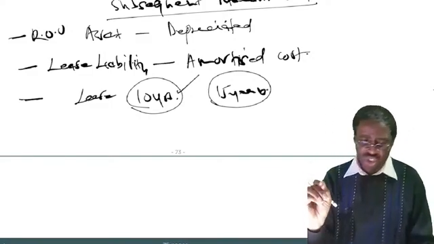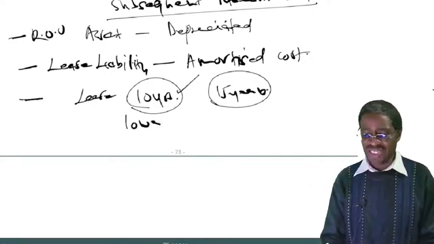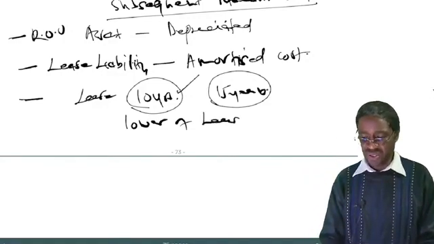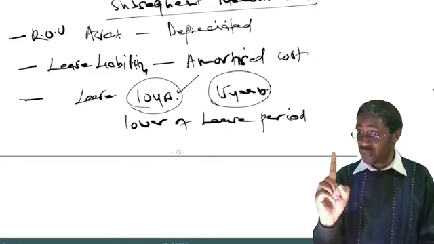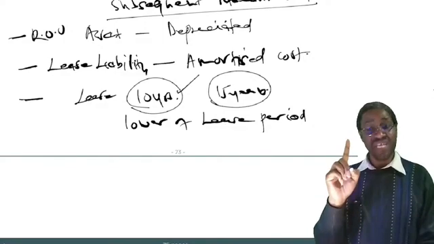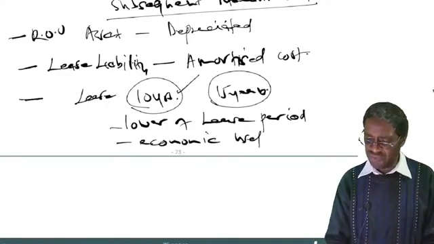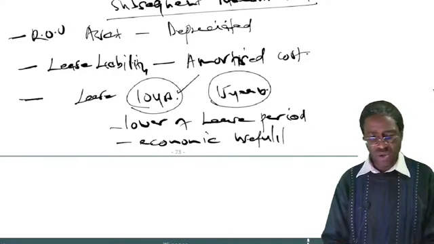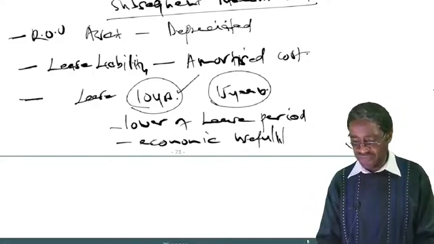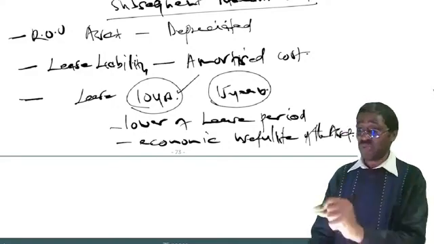Sema hivi, depreciation should be at the lower of the lease period and the economic useful life of the asset.